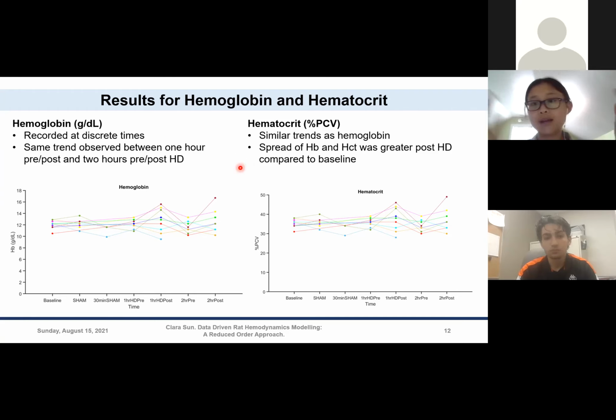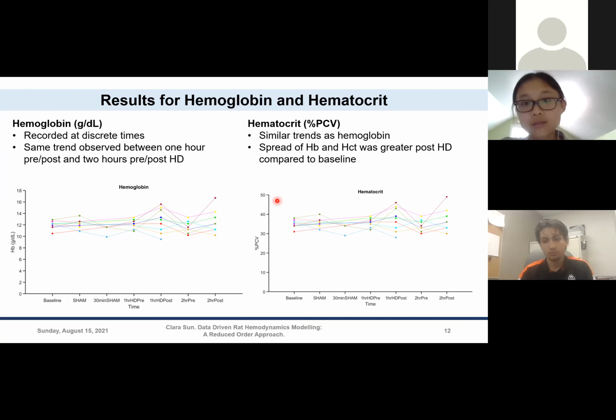Measurements were taken for the blood entering the dialyzer, which is abbreviated pre, also known as the inflow, and data were also collected for post, which represents the outflow. Generally the same trend was observed between 1 hour pre and post as that of 2 hours pre and post. As an example, if we take a look at the pink line shown here where my mouse is, we see that it is increasing from 1 hour pre to 1 hour post, and it is also increasing from 2 hours pre to post.